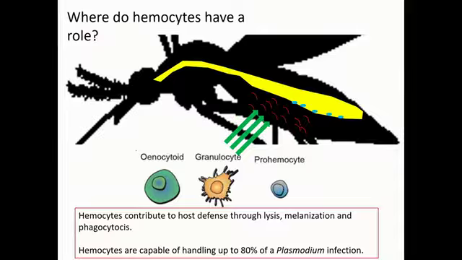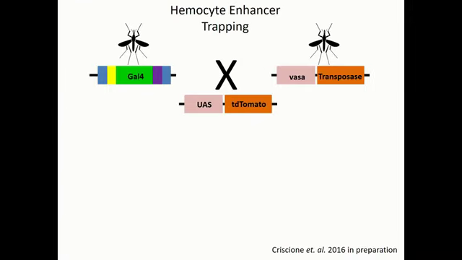So, why are we even worried about that? Well, hemocytes are actually really important. They deal with up to 80% of the parasitic infection. And they do this by melanizing parasites, performing lysis, and phagocytosis. So understanding the molecular mechanism is, like I said, an extremely important thing. But we had to create a tool to do this. And the tool that we decided to create was an enhancer-based Gal4 UAS system.